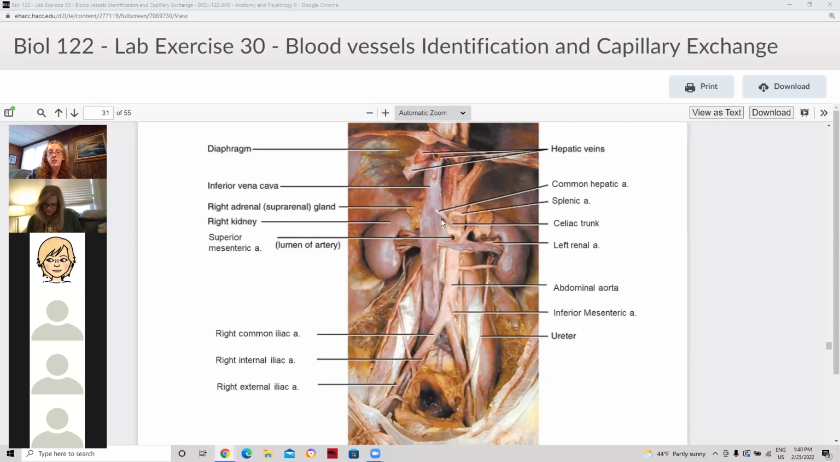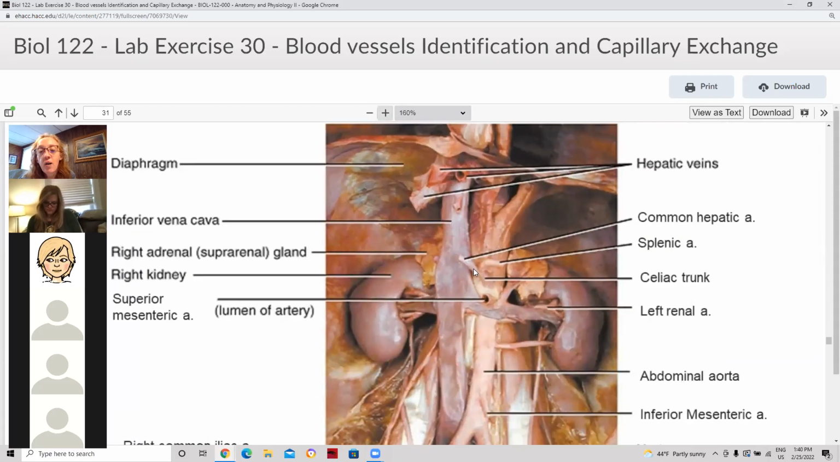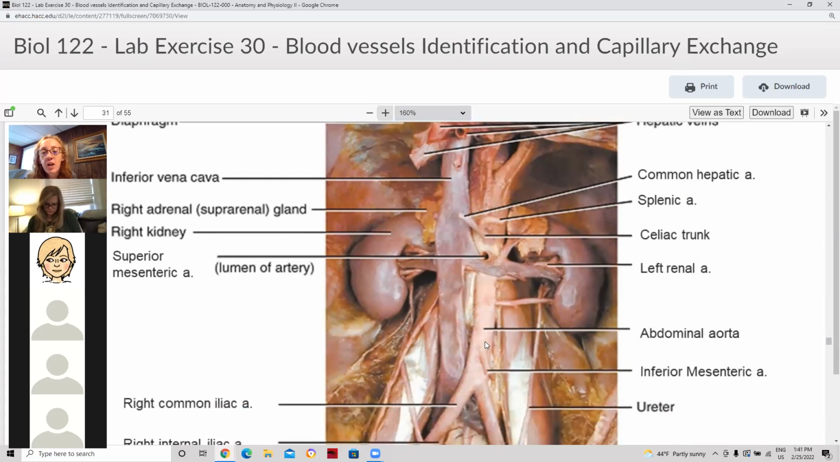I'm realizing this right here, depending on where it is. Yeah, okay. I'm looking at this one and it looks like it's coming off here and it's not right. It's actually coming off right here because this is a celiac trunk. So here's the splenic artery. Here's the common hepatic artery. Here's the inferior mesenteric. Here's the superior mesenteric. So here's your three unpaired arteries coming off the abdominal aorta.